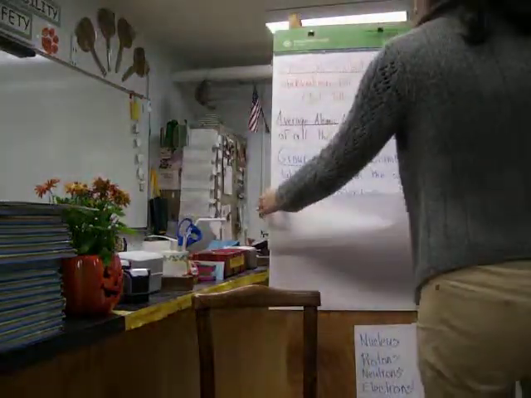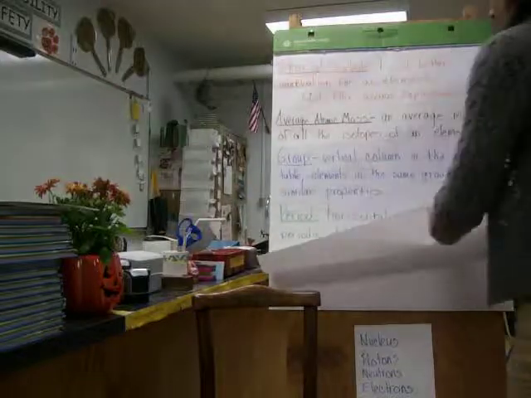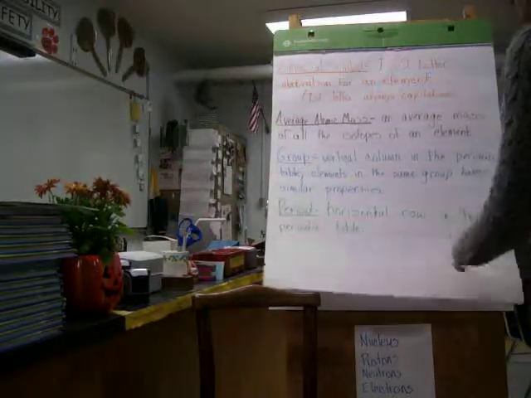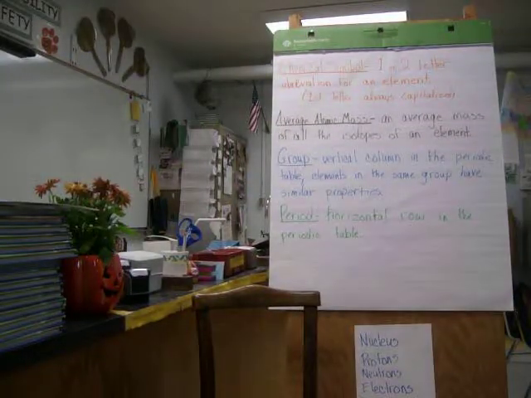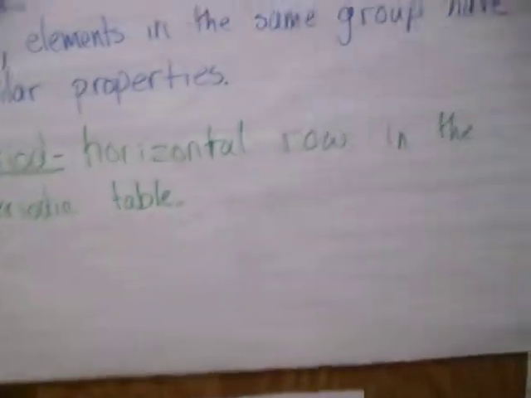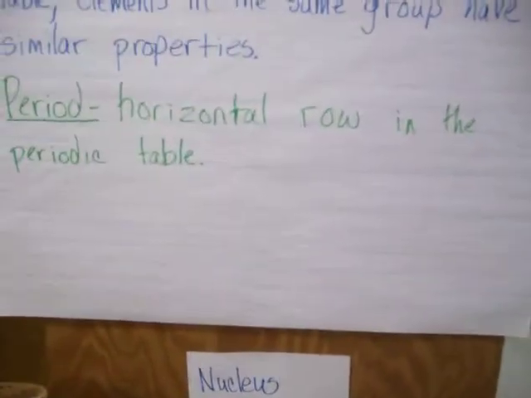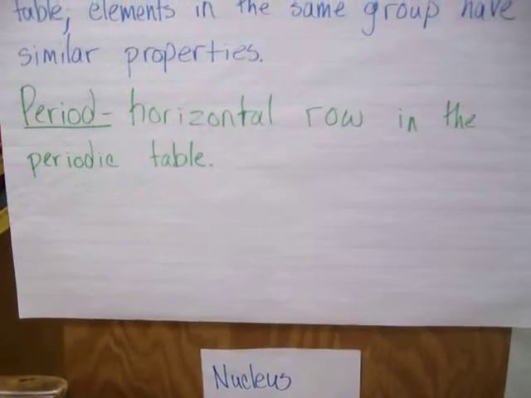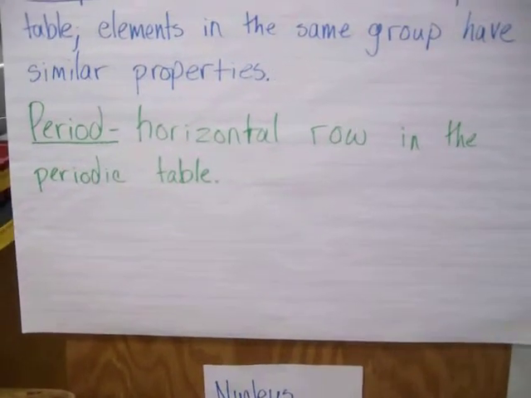Awesome. So, period is a horizontal row in the periodic table. Very exciting. Okay, horizontal row in the periodic table. Don't forget to press pause.